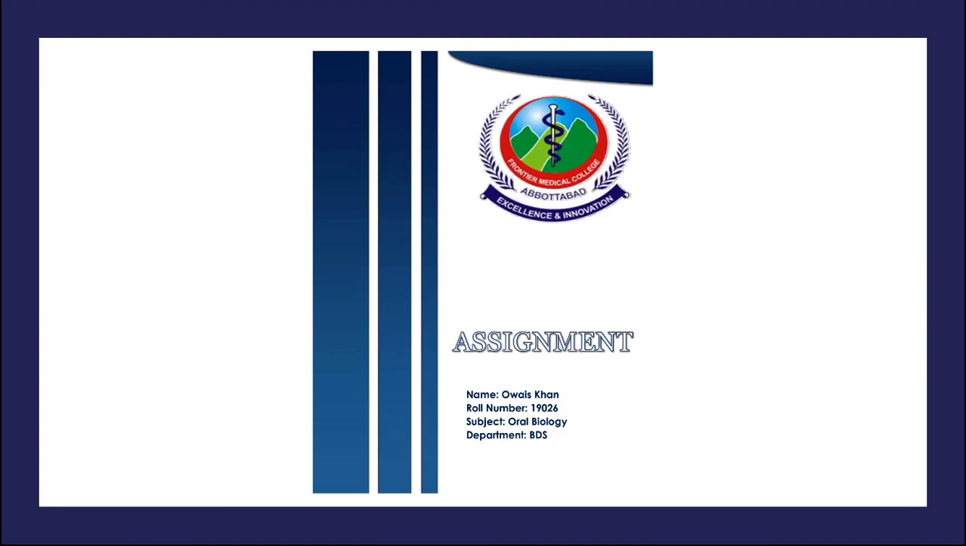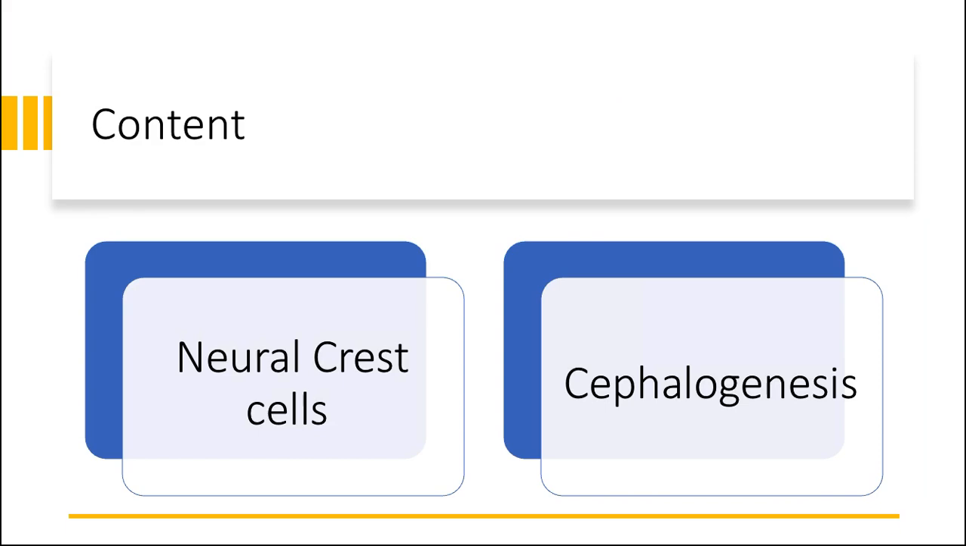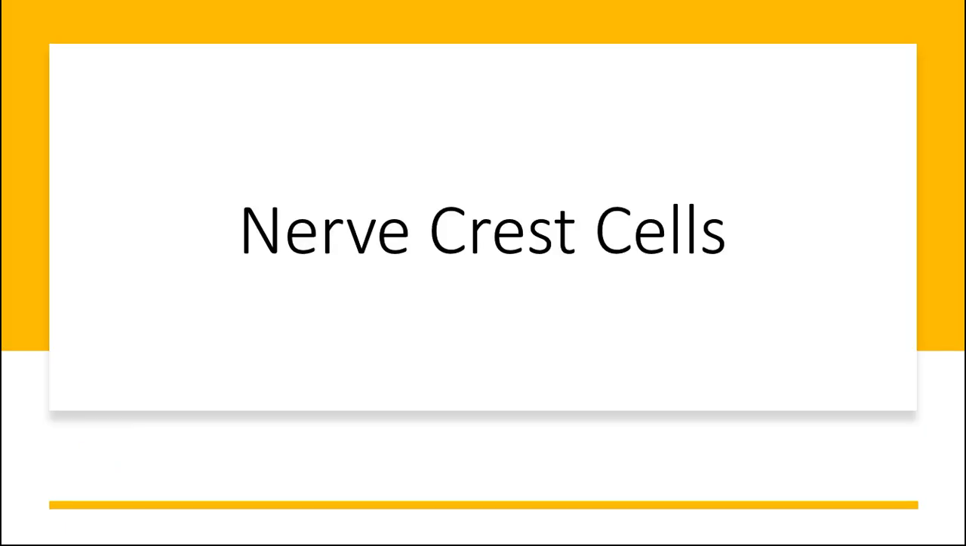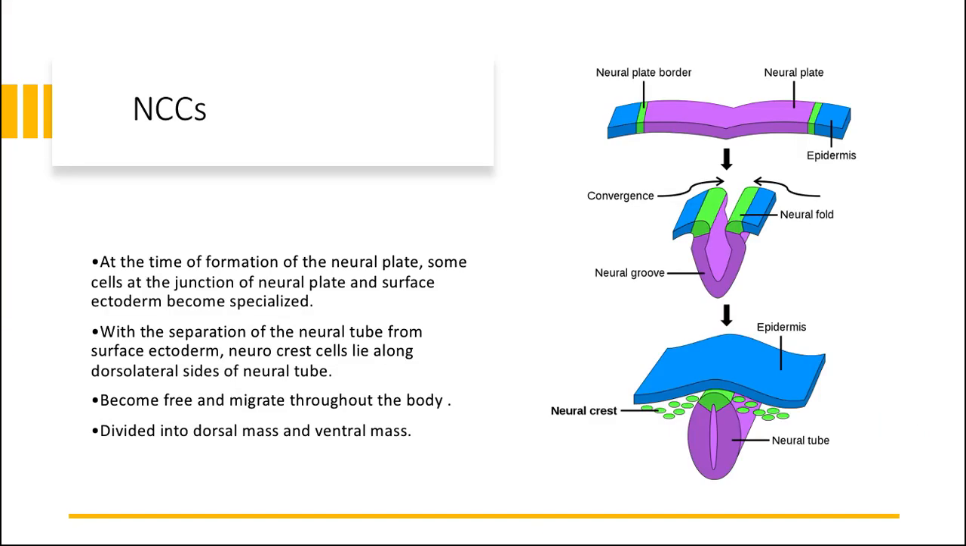Neural crest cells. At the time of formation of the neural plate, some cells at the junction of the neural plate and surface ectoderm become specialized. As you can see in the first diagram, there is epidermis or the surface ectoderm. They converge and give rise to the neural fold. At the formation of the neural fold, there are some cells that specialize. As you can see in the last diagram, the green cells, the tiny cells, are the neural crest cells.